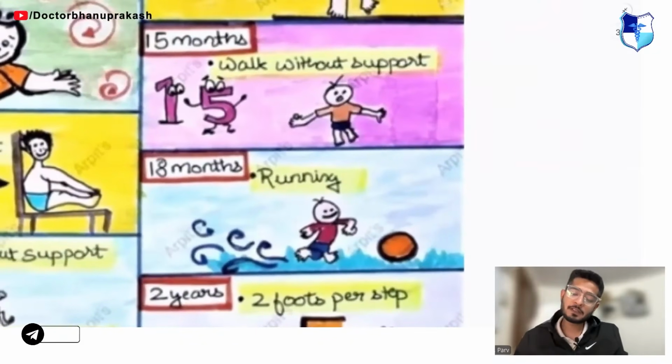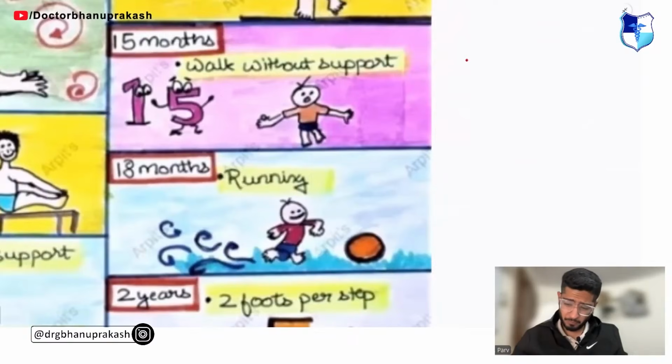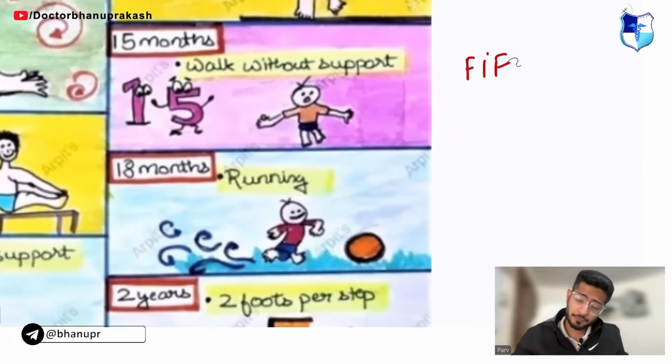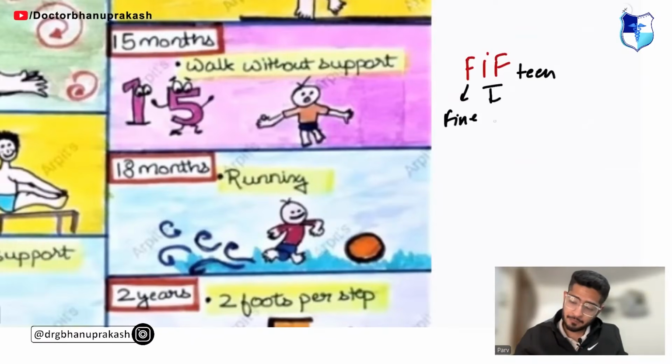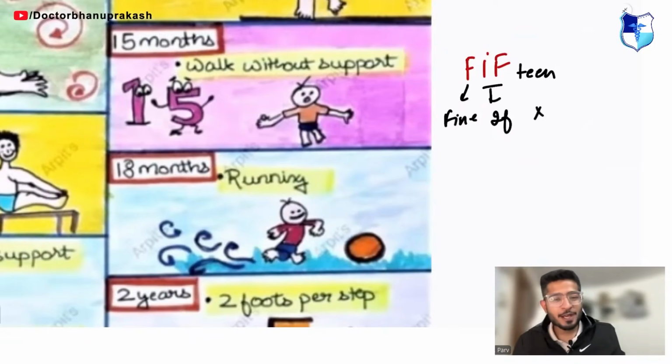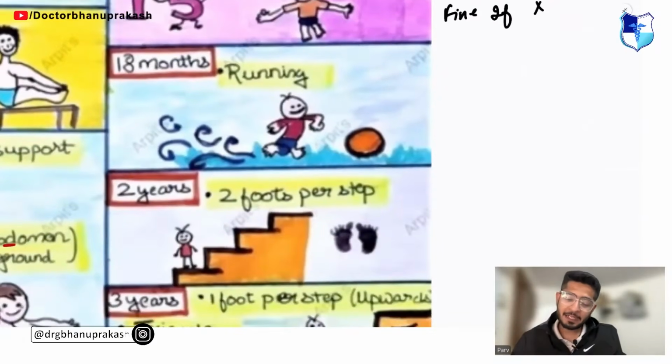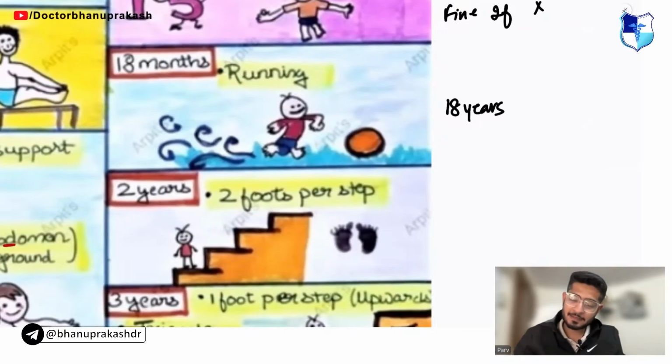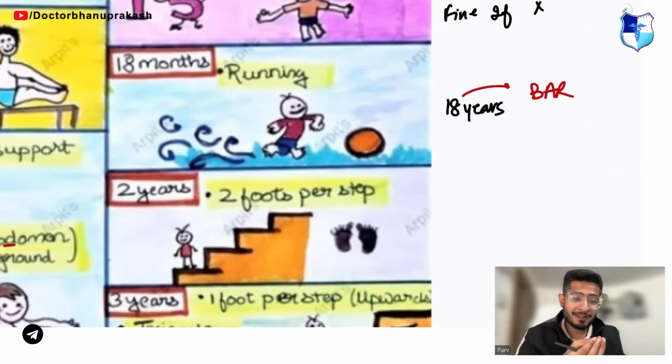And after that 15. So 15 is walk without support. 15 is written like this. So F, remember: I am fine even if there is no support. So 15 says I am fine even if there is no support and I can walk properly. 18 months is going to be running. So 18 is running. You very well know that once the child is 18 years, they just run to go to a bar to have some wine and say do good to pila de sakiya.